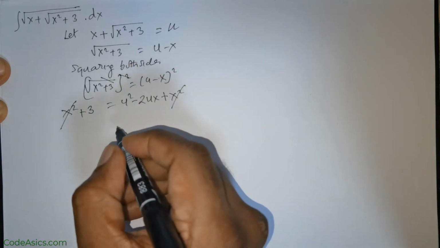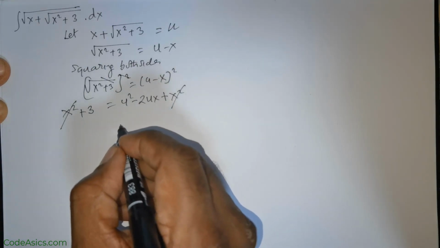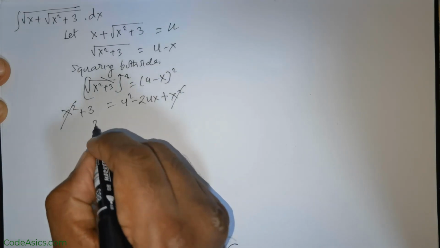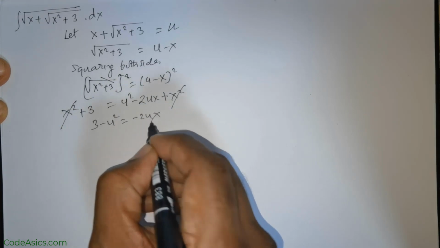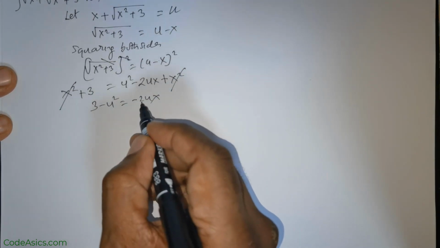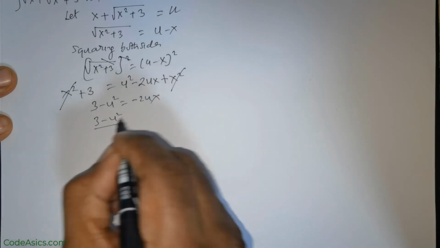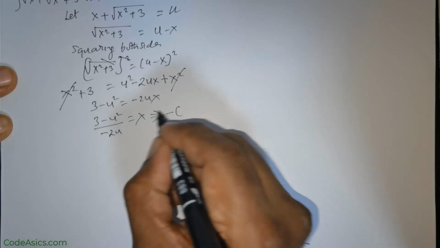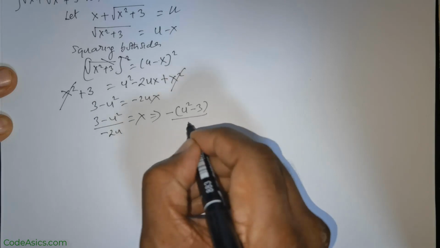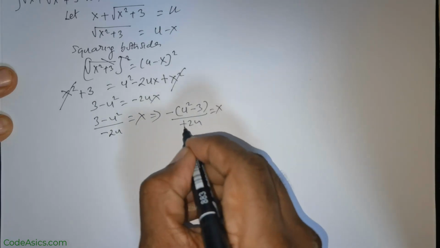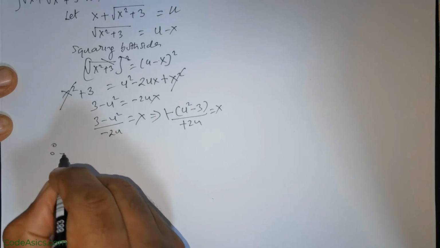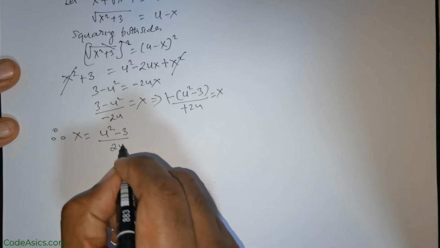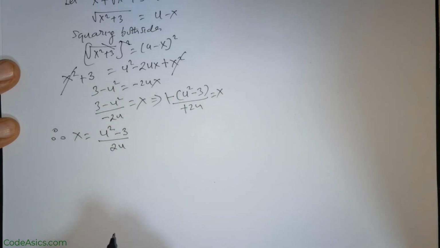X squared gets cancelled. Now what I wish to do is move this u squared to this end and I get a quantity like this. Then I wish to bring negative 2 times u down, and then I would like to take a negative sign out and then rewrite x. Negative will become positive, so therefore x is equal to u squared minus 3 divided by 2 times u. This is what we have got.